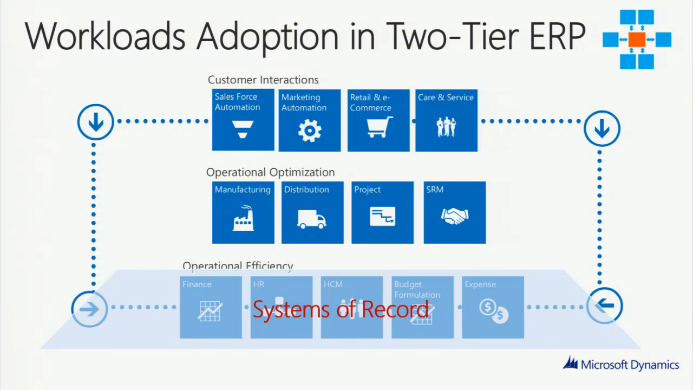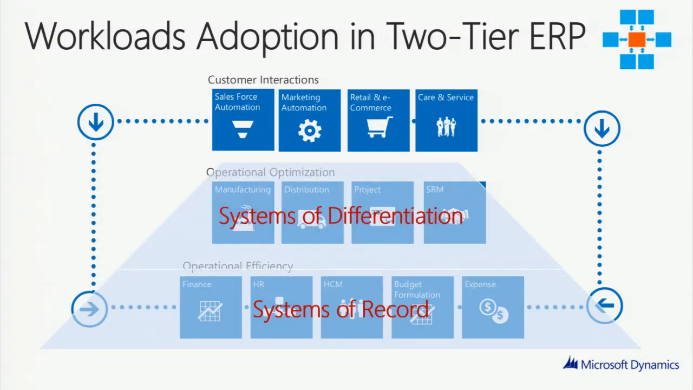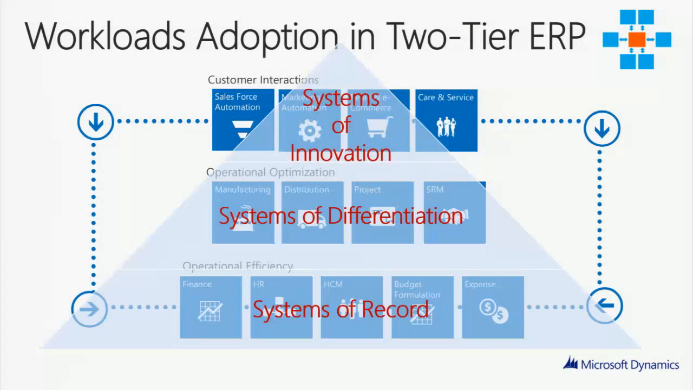Where your bang for the buck comes from is from your systems of differentiation and your systems of innovation. And that's where we talk about operational optimization, and we talk about how we can help with manufacturing, we can help with distribution, supplier relationship management, or we can talk about the customer interactions directly, the Salesforce automation.